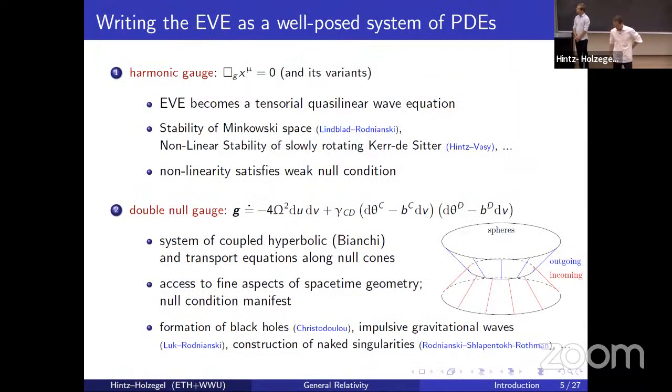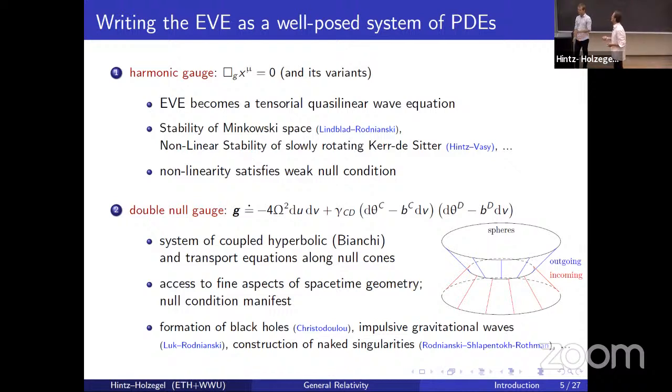Okay, so before I tell you something about exact solutions and their stability, let me introduce two ways of writing the Einstein vacuum equations as a well-posed system of partial differential equations. These are not the only ways to write them, but these are two ways that have been used a lot in the past 10 or 20 years to make progress, and they also play a role later in the talk. So let me introduce them.